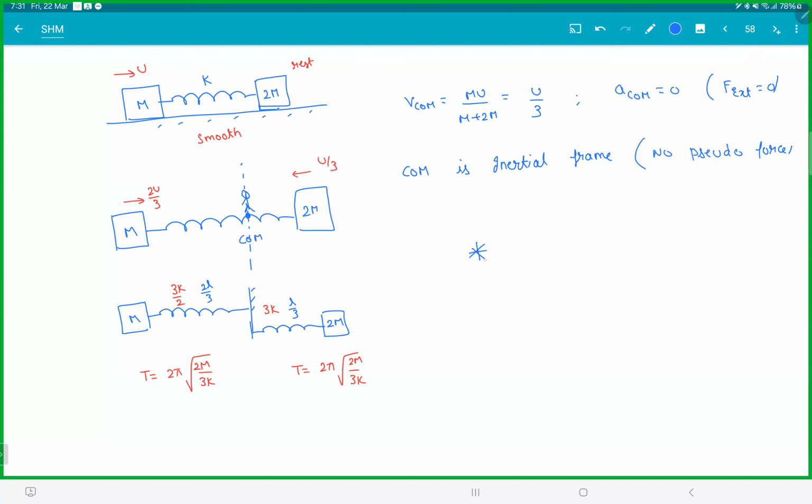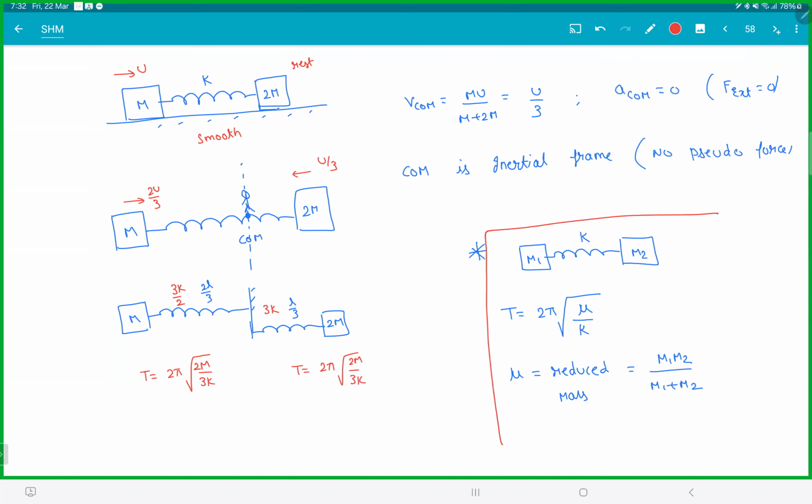Now for this, the general result is, if you have m1, if you have m2 with a k, 2 pi root over, we write it as mu by k. Mu is called reduced mass, which is m1 m2 by m1 plus m2. Do you remember reduced mass? To find that maximum spring compression, we did this thing. So this term pops up again here. So we can just replace the whole system with one spring and one block of mass m1 m2 by m1 plus m2. Again, how do we know this?